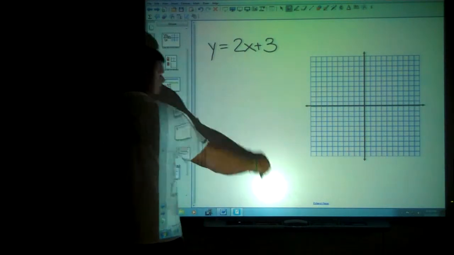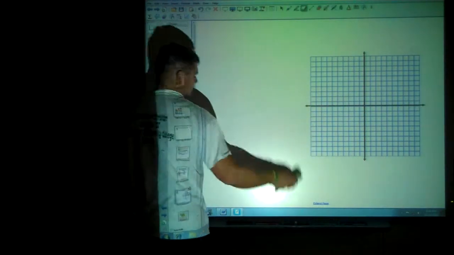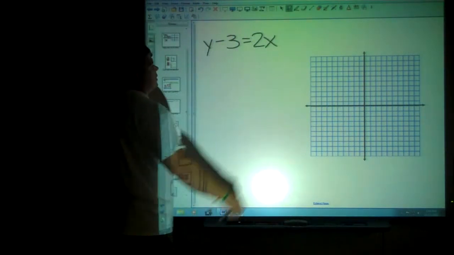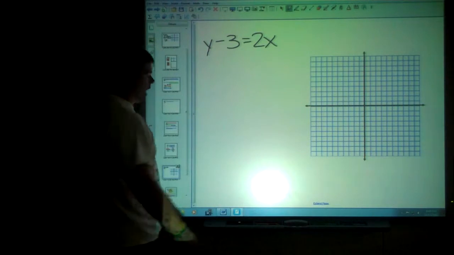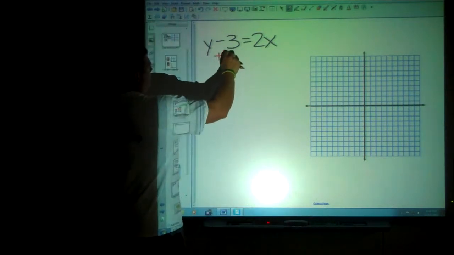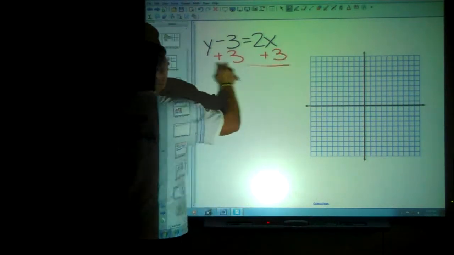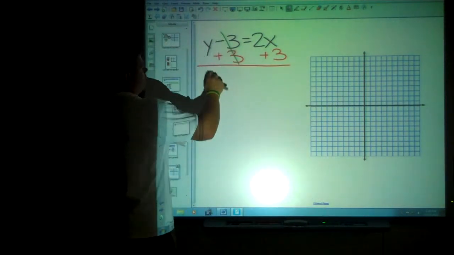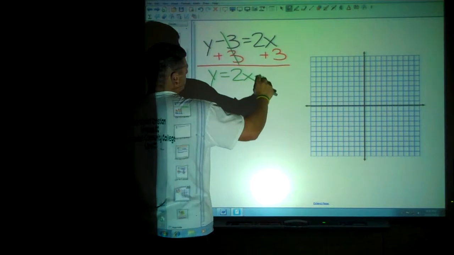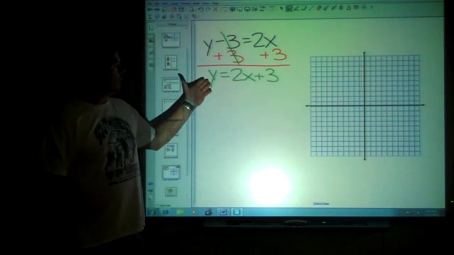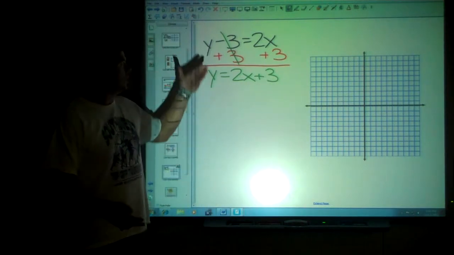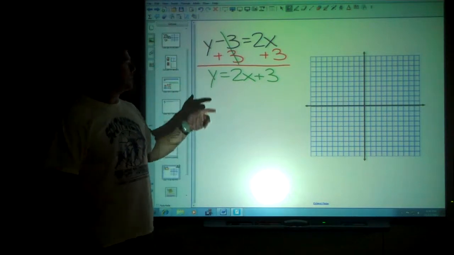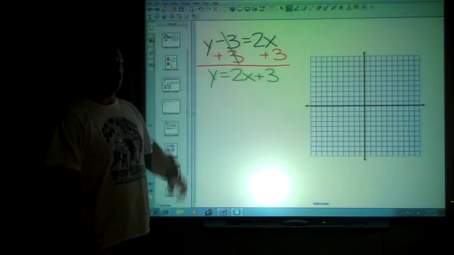Maybe it didn't look like that, though. Maybe it didn't have y alone. Maybe you saw y minus 3 is equal to 2x. Well, if that's the case, I got to get y alone. So I'll add 3 to both sides. Now those cancel out because it was plus negative, and I have y equals 2x plus 3. Whatever I got to do, I got to get y alone. That's step number 1. So if step 1 is already done for you and y is alone, great. If it's not, play the shuffling game until you get y alone.